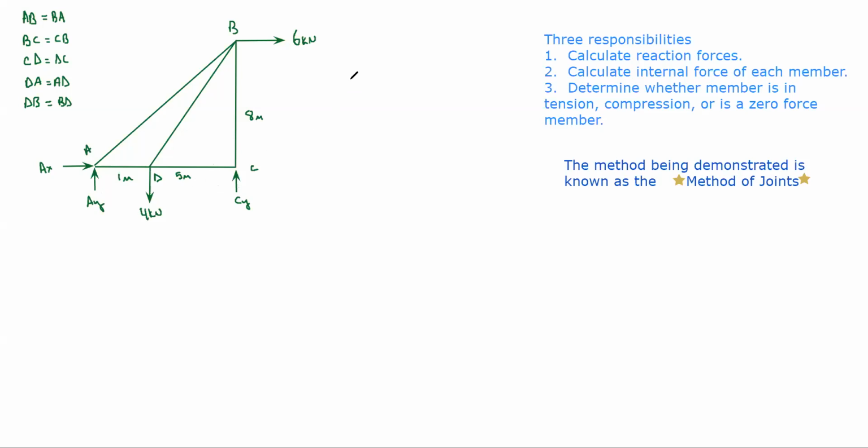To go about calculating the forces, the first thing I would do is start with the forces in the X direction. There are 2 of them: AX plus 6 kilonewtons, which is the force at point B, is equal to 0, giving us that AX is equal to negative 6 kilonewtons. As a reminder, that doesn't mean that the force is negative. It just means that I chose the incorrect direction.